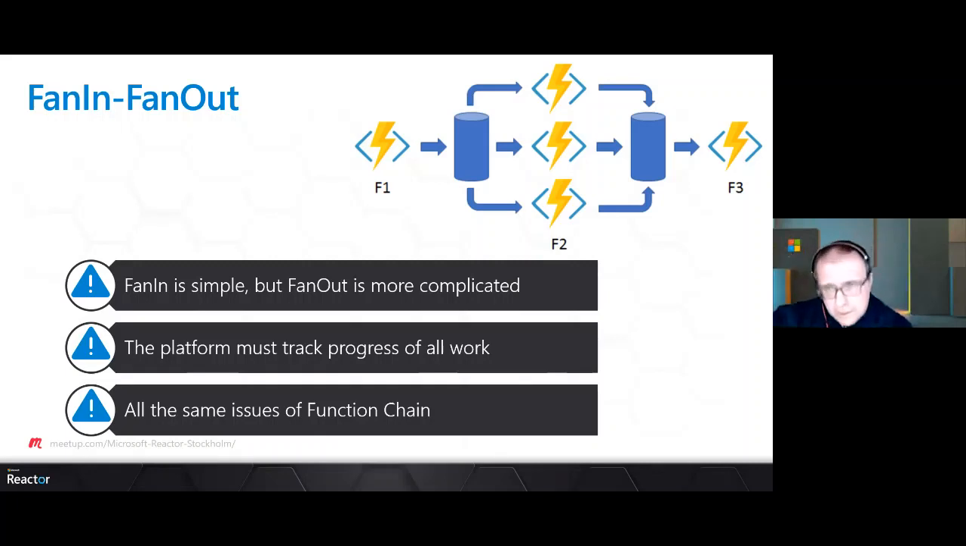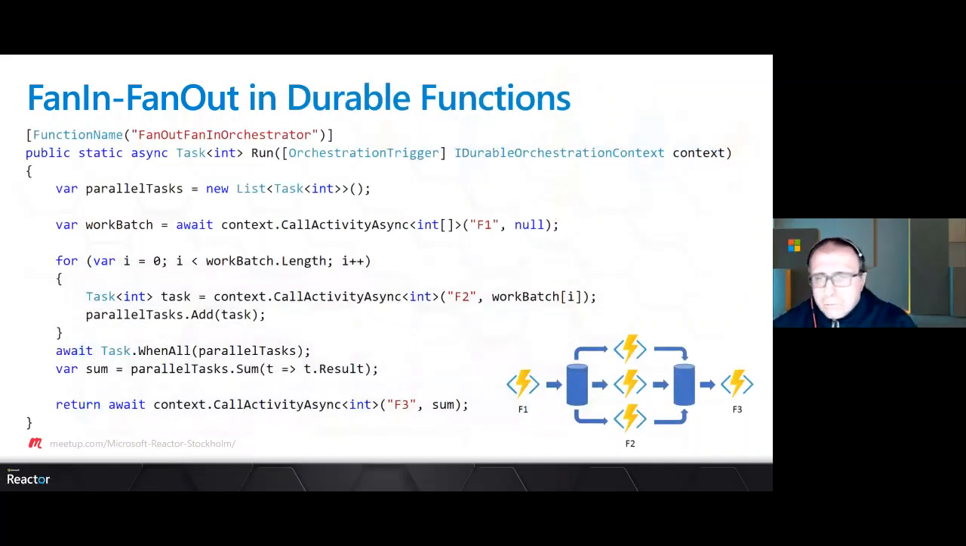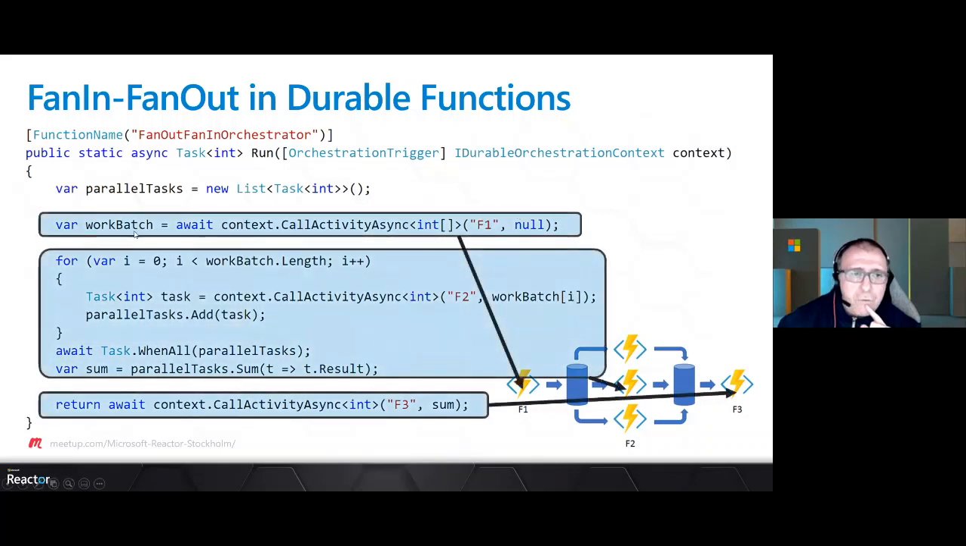Okay, but in this scenario you also have Fan-out, Fan-in, and progress. Using Durable Functions, you write something. The first time you see something like this, you say, "Oh, it's horrible." But this is F1. Call activity async F1 and retrieve some result.